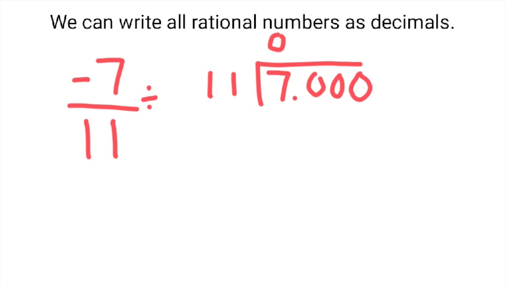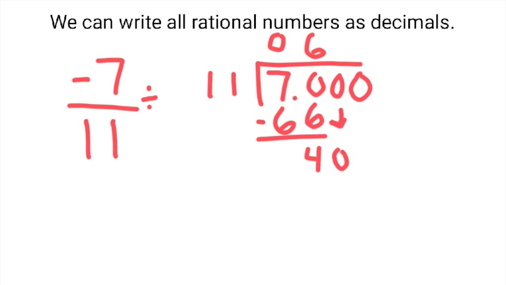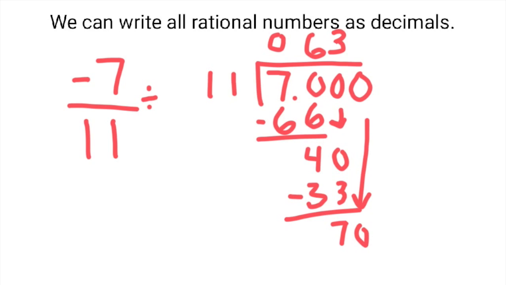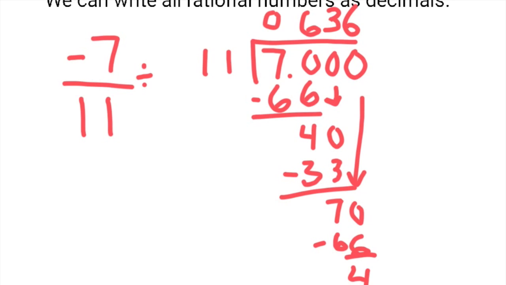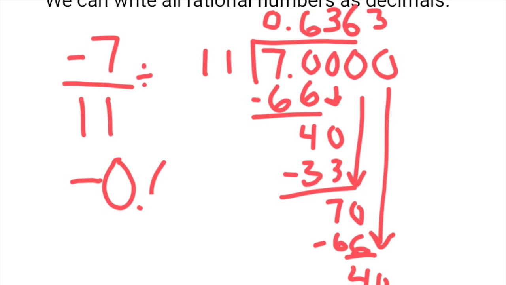And then we say, can 11 go into 7? No. Can 11 go into 70? Yes, 6 times. The remainder of 4. Bring that down. Can 11 go into 40? Yes, 3 times. Can 11 go into 70? Again, 6 times. Put another 0 since we had a remainder. Bring that down. And maybe you're noticing that 11 goes into 40 3 times. We have a repeating decimal. The 63 is repeating. So negative 7/11ths is the same as negative 0.63 repeating.